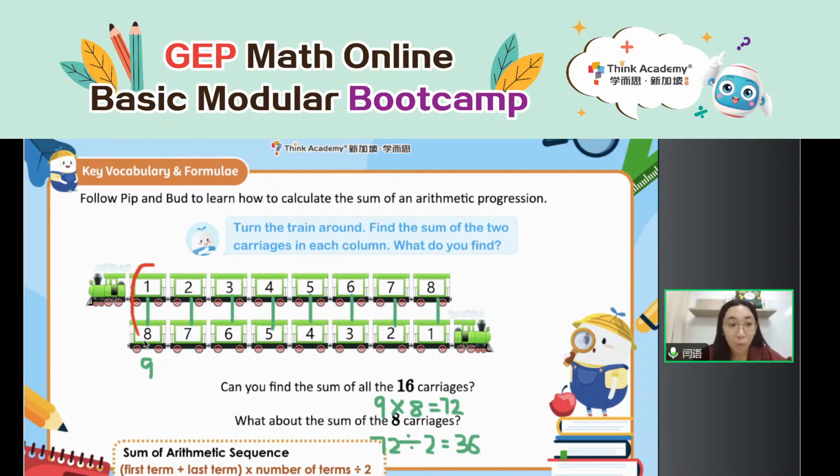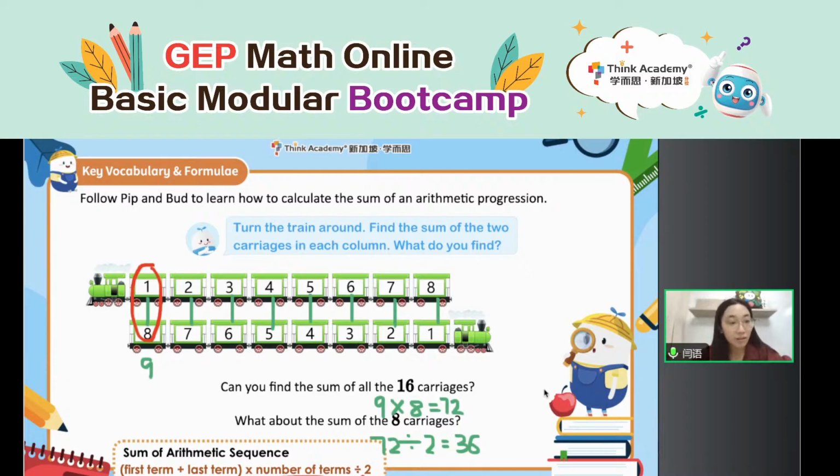That is the sum of one column. And then multiply by the number of terms. That means how many columns are there? Actually, that is how many terms there are. But if you just multiply them together, what will you get? You will get a double train. But what are you looking for? You are only looking for the sum of one train. So in the end, we need to divide the product by 2. Okay? Any question about the formula here?